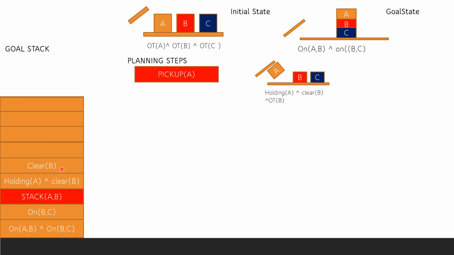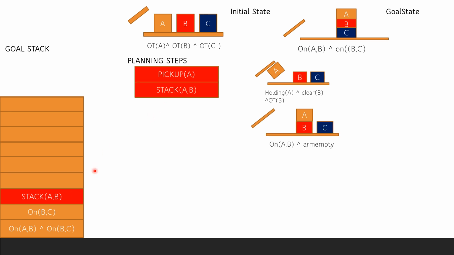The next precondition is clear B. B is clear, yes, B is clear. So we'll remove clear B. Holding A and clear B both are true, yes, both are true when we compare with our current state space. And these two are also popped from the stack. So the next action which is recommended into the plan is stack A B. So stack A B is executed. This will now be the current state space. So stack A B will be removed from the stack.